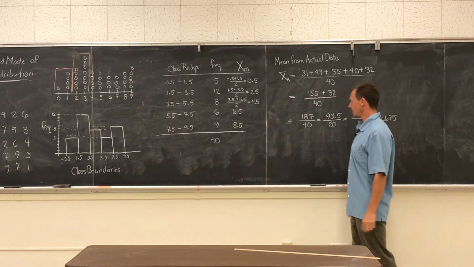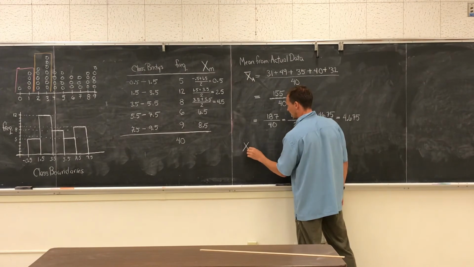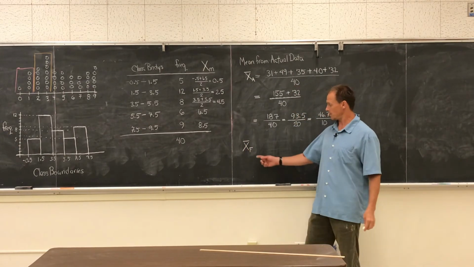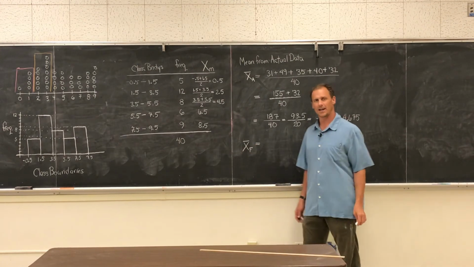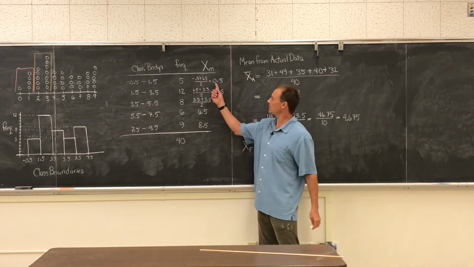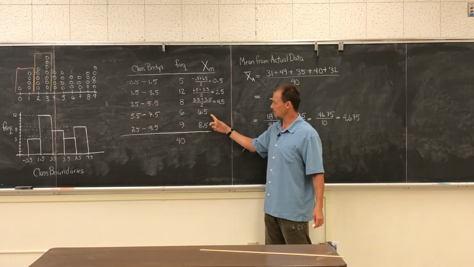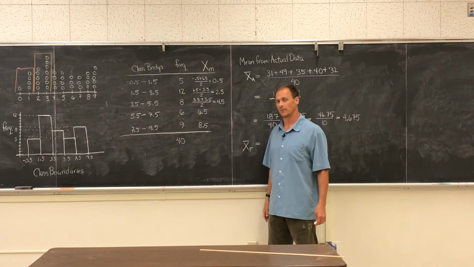Now, let's find what I'm going to call X bar, the mean from the frequency distribution. Let's see what we get. So what do we add up? Do we just add up our midpoints? 0.5 plus 2.5 plus 4.5 plus 6.5 plus 8.5? The answer is no, we don't.